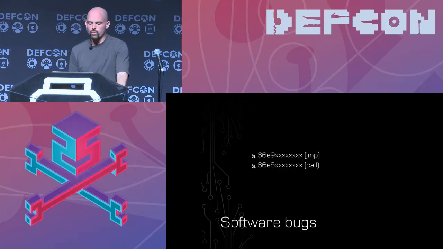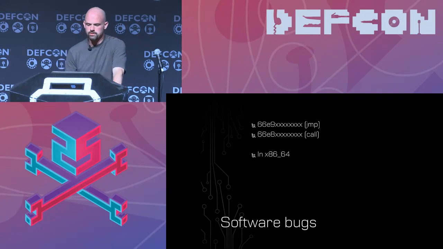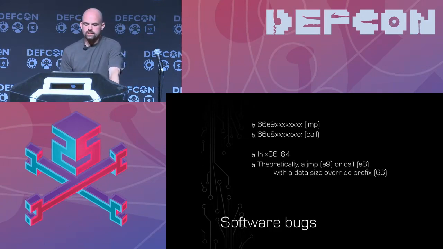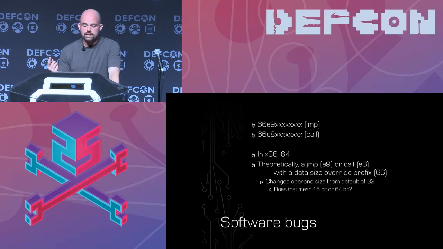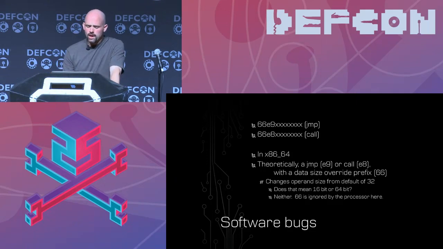So two of the more interesting ones I found were this jump and call instruction. So in the 64-bit version of the x86 architecture, the E9 instruction is a jump instruction, E8 is a call instruction, and 66 is supposed to be what's a data size override prefix. The idea is that that 66 prefix on these instructions is supposed to change the default operand size of the instruction. Now the default operand size here is 32 bits, so 66 is supposed to change that to either 16 or 64. But on Intel processors, for whatever reason, they silently ignore that 66 prefix on these instructions alone. So why does that matter?